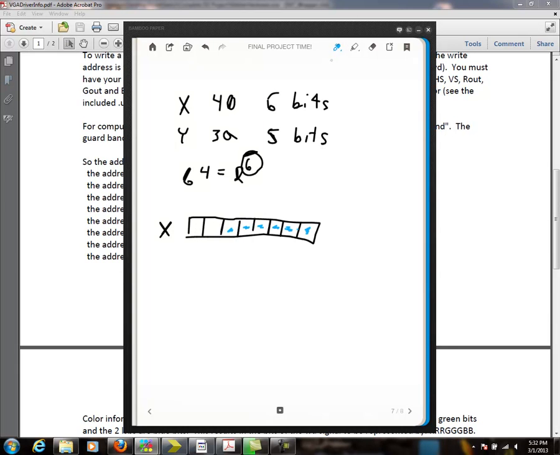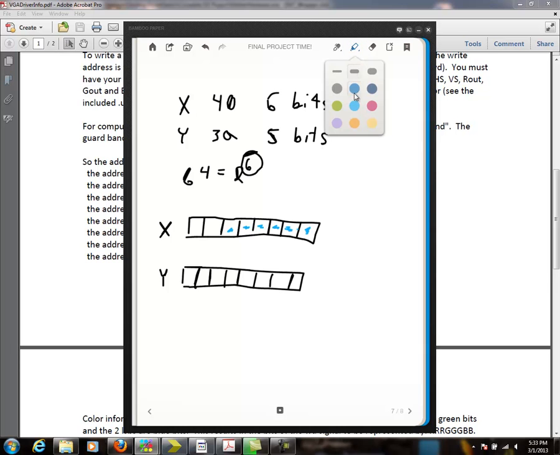Then in our Y, we're having 5 bits to specify our coordinate. And let's pick another color here. So we're going to have these 5.